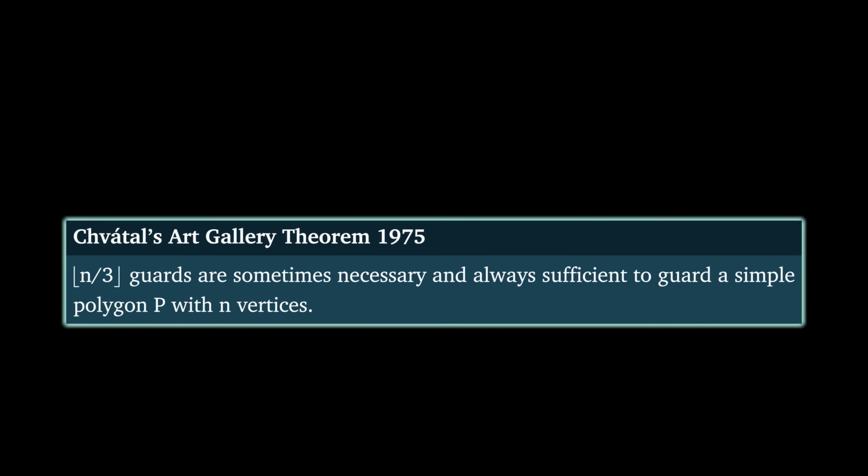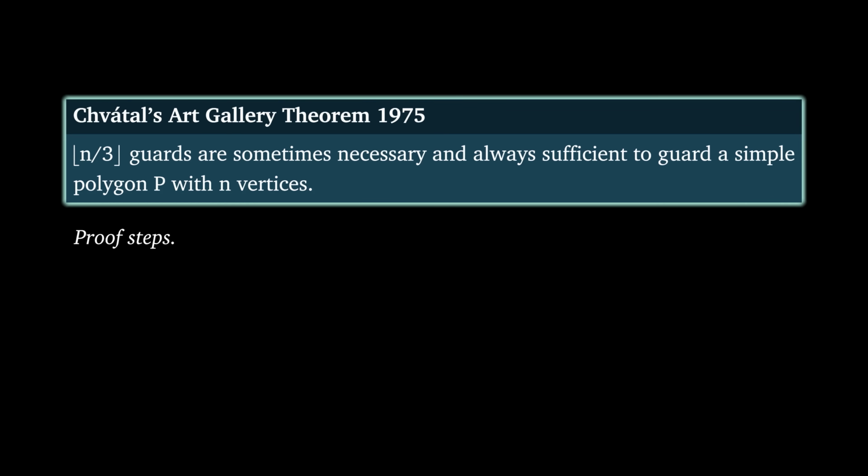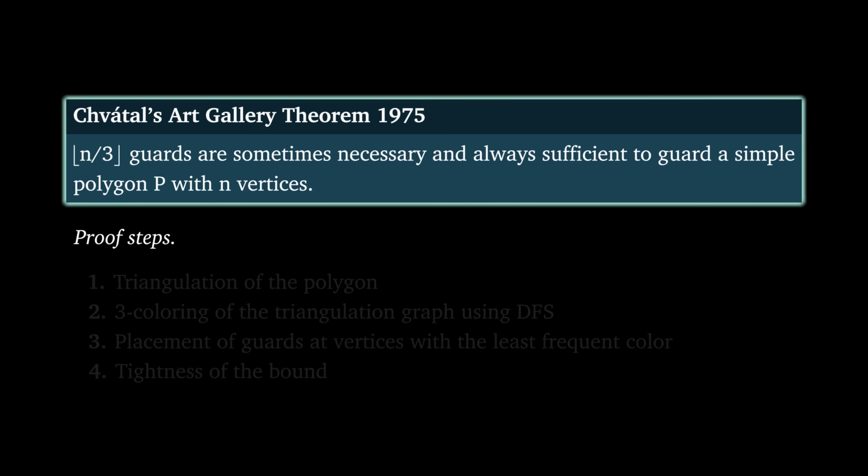Probably the most famous theorem in the context of the art gallery problem is Chvátal's art gallery theorem. This theorem states that n divided by 3 rounded down many guards are sometimes necessary and always sufficient to guard a simple polygon with n vertices. Besides Chvátal, the theorem was also proven by Steve Fisk, who provided a remarkably elegant proof using graph coloring, which we will consider now. The proof consists of 4 steps.